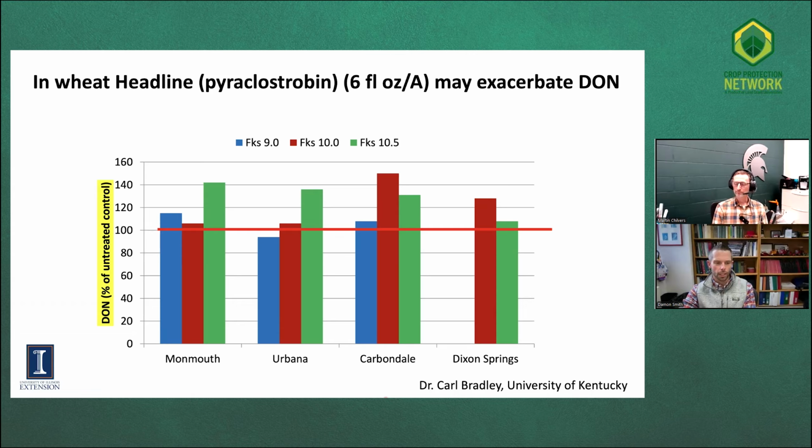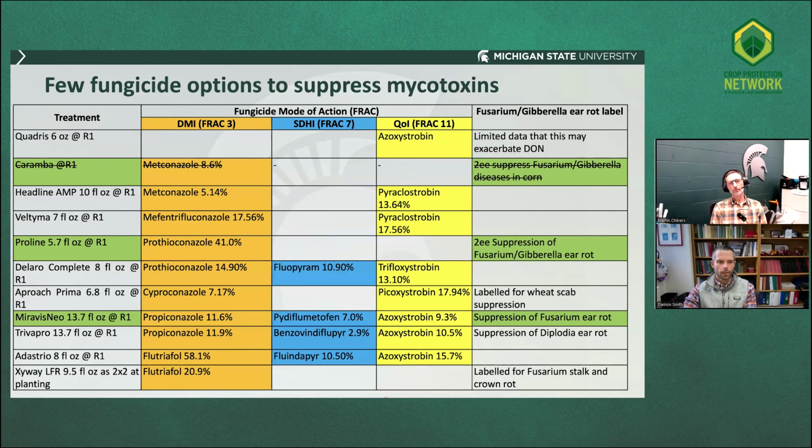Yeah. So in wheat, if you look at the labels, anything that contains a strobilurin always has a hard cutoff at anthesis, because of this exact problem. Right. So, what did you learn here?